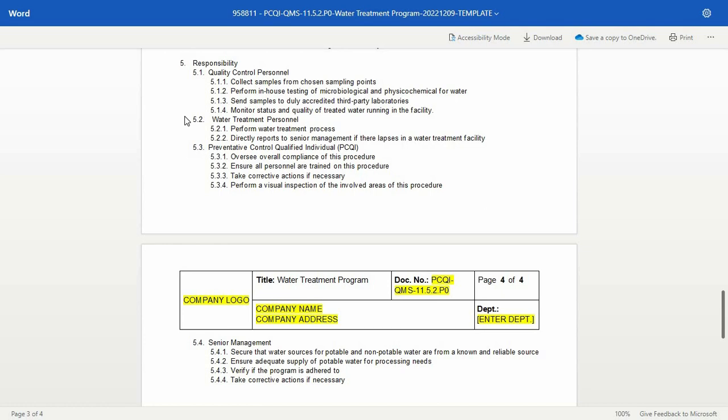For the water treatment personnel, perform water treatment process and directly report to senior management if there are lapses in a water treatment facility. For the Preventative Control Qualified Individual or PCQI, oversee overall compliance of this procedure, ensure all personnel are trained on this procedure, take corrective actions if necessary, and perform a visual inspection of the involved areas of this procedure.